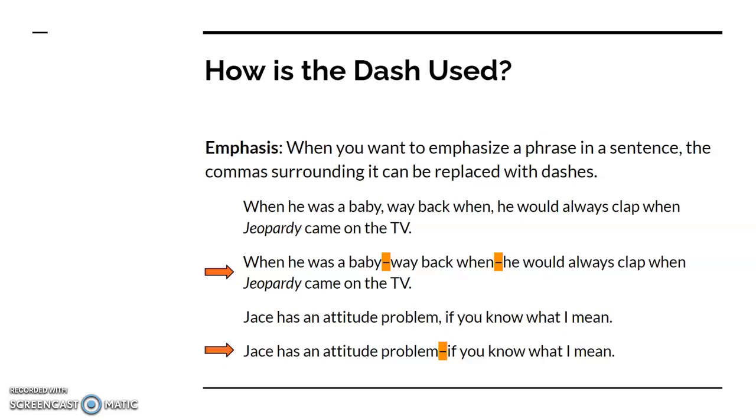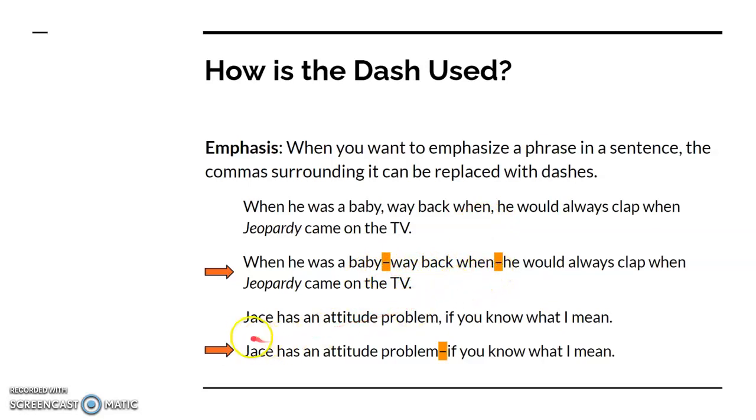Now, another way to use the dash is for emphasis. Maybe you want to punch up a certain part of the sentence to make it stand out. So if we had the sentence, when he was a baby, way back when, he would always clap when Jeopardy came on the TV. Now this is punctuated correctly, but maybe I want to add a little emphasis of how long ago this was when he was a baby. I could offset the phrase way back when with dashes.